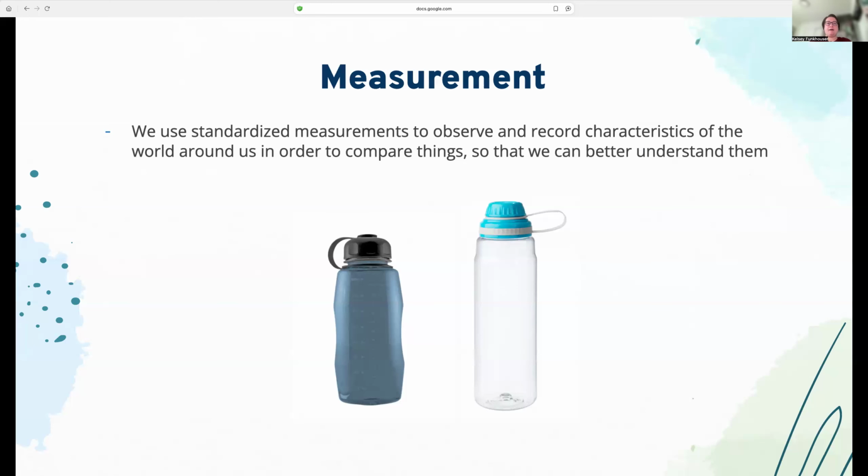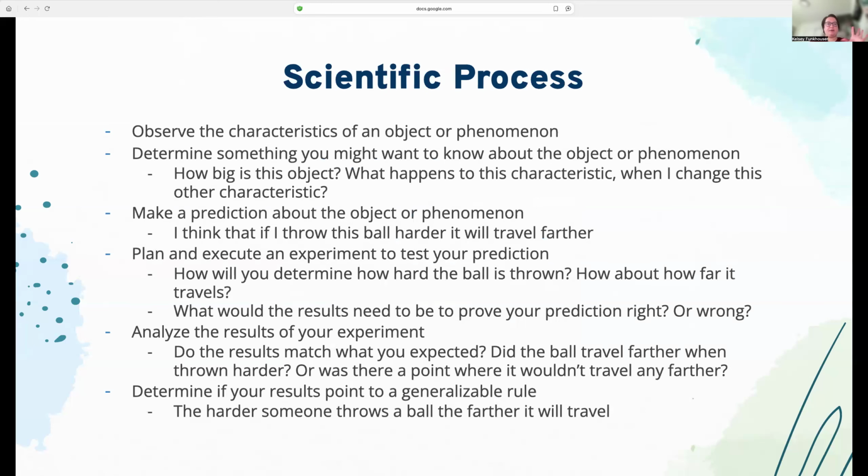Now let's talk about the scientific process. I know there's a lot of words on this slide. Don't worry about it. I'm going to read most of them anyway. So first, you observe the characteristics of an object or phenomenon, like we did with the water bottle. We observed its height. And then you determine something you might want to know about that object or phenomenon. How big is it? What happens to this characteristic when I change this other characteristic?